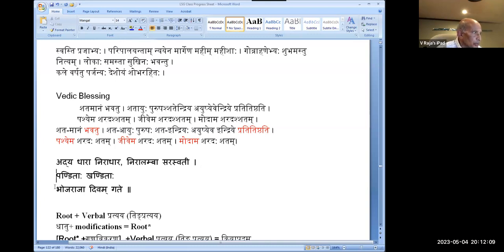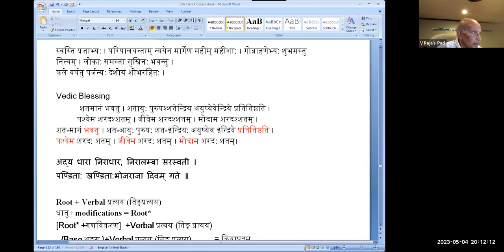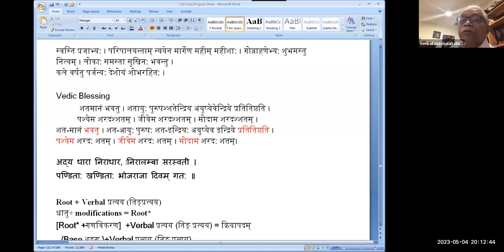Now, you should know most of the meanings of this, except Adya, that is today. Bhojaraja Divam Gataha. Gataha is okay. Gataha is gone. It's a passive voice. And the Adya today, Dhara Nagaram, that's a place where there Nir Adhara has no support. Nir Alamba. You know what Alambana means? Support. No, there is a different meaning for that.